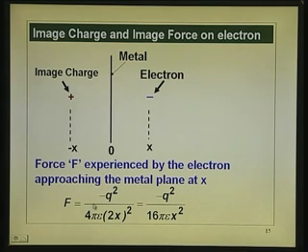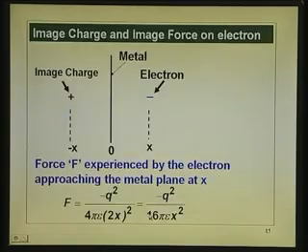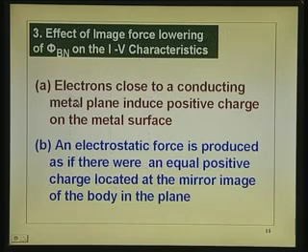Coulomb's law of force, Q1 Q2 divided by 4 pi epsilon, distance is 2x square. So, minus q squared by 16 pi epsilon x squared, that is the force that this electron experiences, and it is pushing it in that direction. Okay. So, that is what he said. An electrostatic force is produced as if there were an equal positive charge located at the mirror image of the body in the plane. I am sorry, a mirror image is formed in the body of the metal. That is what we say there.